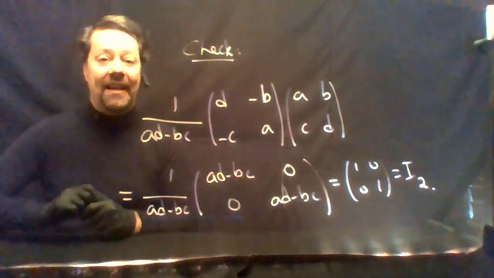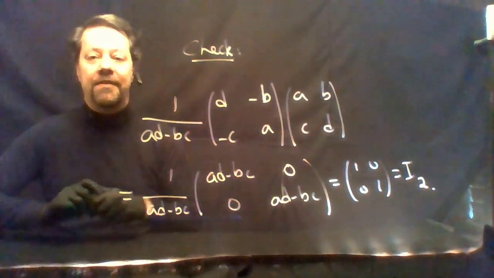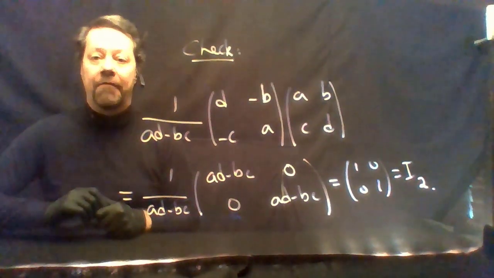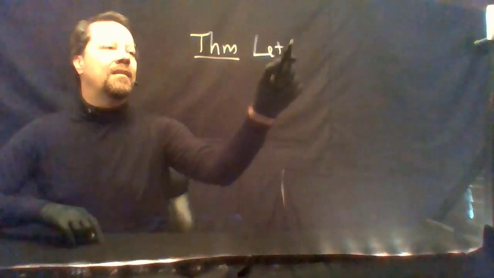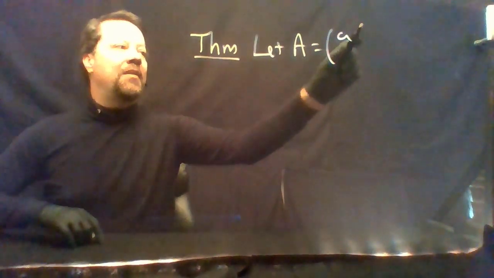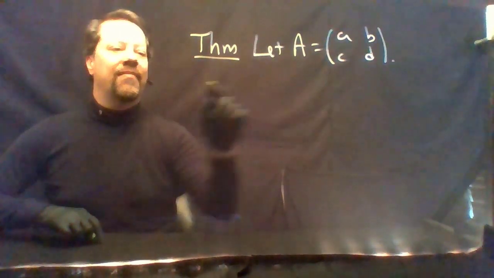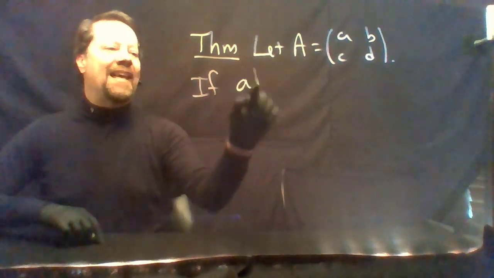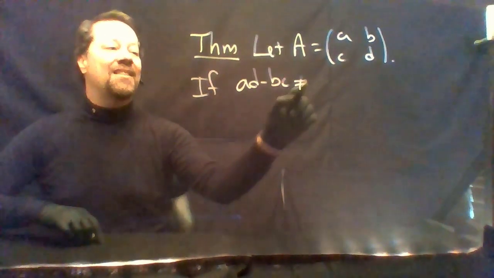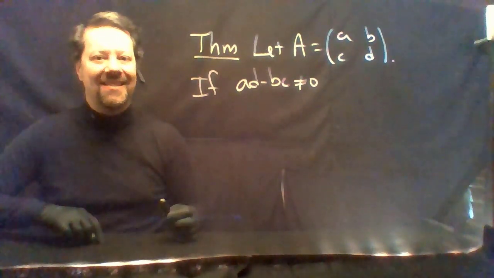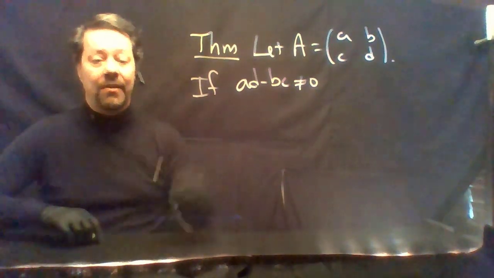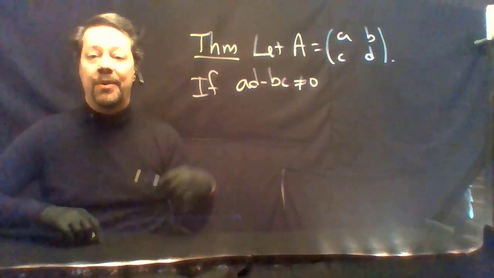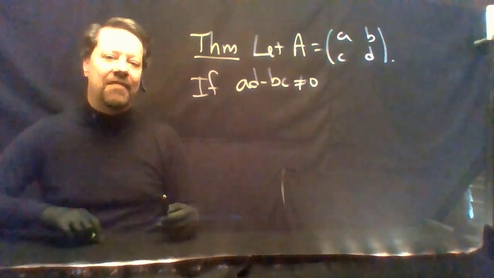We have in fact now proved a very important method for finding the inverse of any invertible 2 by 2 matrix. We have the following theorem. Let the matrix A be A, B, C, D. If AD minus BC is not 0, then the inverse must exist, because we know how to calculate it in this case. If AD minus BC is 0, you get 1 over 0 out front of our proposed inverse formula, and that leaves an inverse undefined.